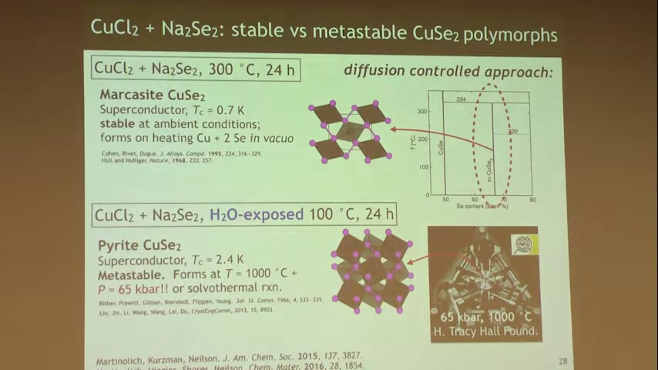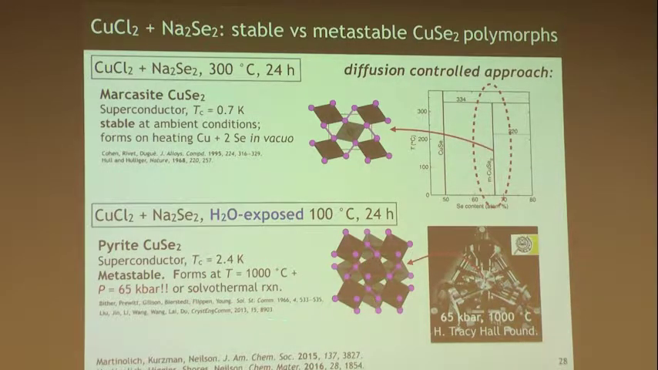with this polymorph of CuSe2 in the pyrite crystal structure. This is also a superconductor. Its transition temperature has jumped 3 times to 2.4 Kelvin. This compound is metastable. It was originally discovered using the same apparatus that was developed to make synthetic diamond, a tetrahedral anvil press. And so think 65,000 atmospheres of pressure, 1,000 degrees Celsius.